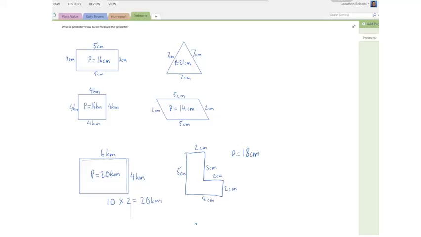Have a play around your house. See if you can measure the perimeter of your kitchen bench. Maybe you could measure the perimeter of your block of land. Measure the perimeter of your desk or of your bed, and see what different measurements you can find.